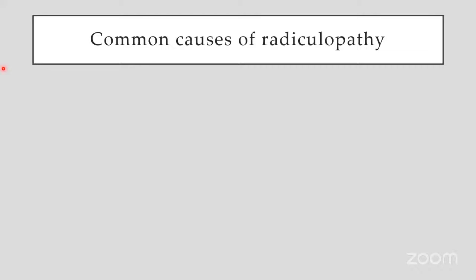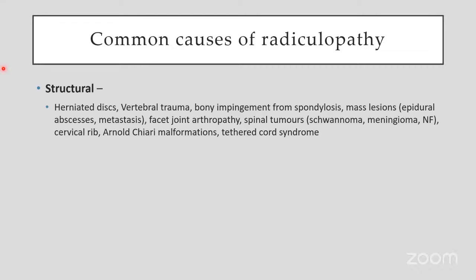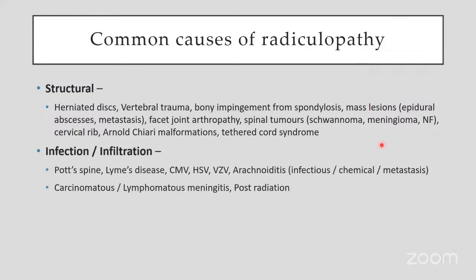Common causes of radiculopathy are structural: herniated disc, vertebral trauma, bony impingement from spondylosis, mass lesions, epidural abscesses, metastasis, facet joint arthropathy, spinal tumors, cervical rib, ACM, and tethered cord syndrome. Infection and infiltration may also cause radiculopathy: Lyme disease, CMV, HSV, VZV, and infectious, chemical or metastatic radiculitis. Carcinomatous or lymphomatous meningitis may also cause radiculopathy.